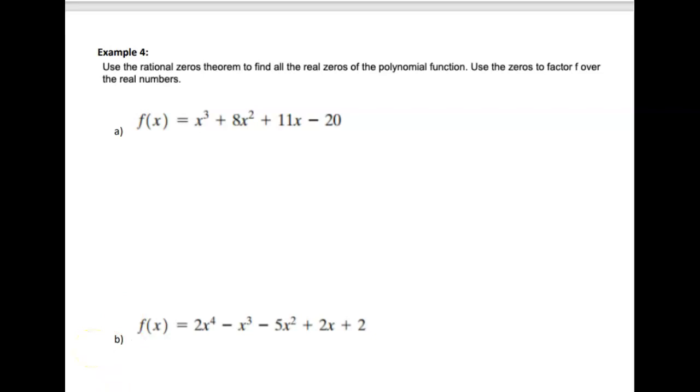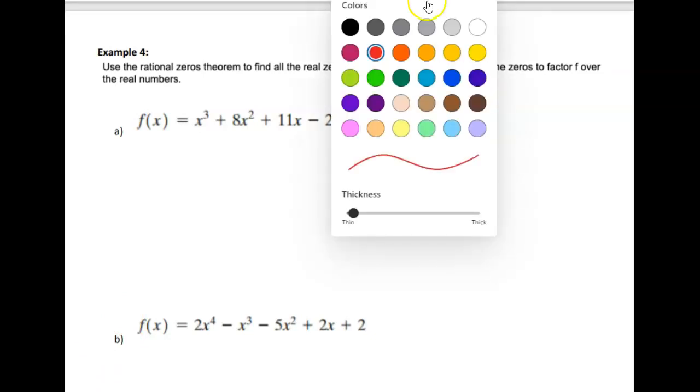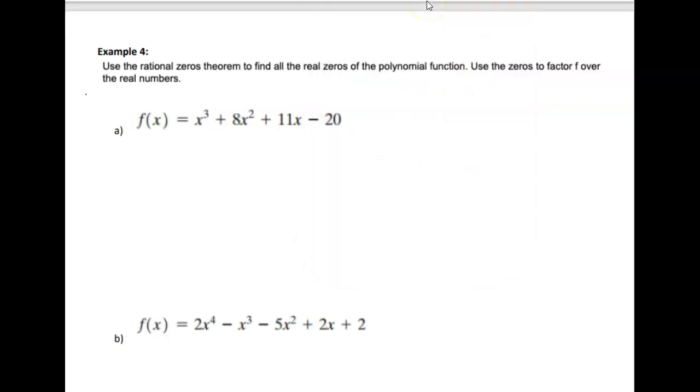Okay, so now we're going to put everything together and find all the real zeros of the polynomial function, and then use the zeros to factor f over the real numbers. So we're going to factor it, break it up into parentheses of either linear factors or irreducible quadratic factors. Basically, we look at the function. It has degree 3, so it has at most 3 real zeros.